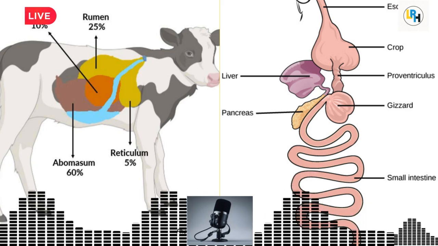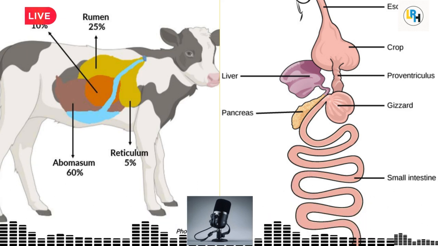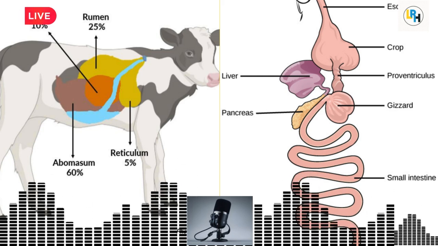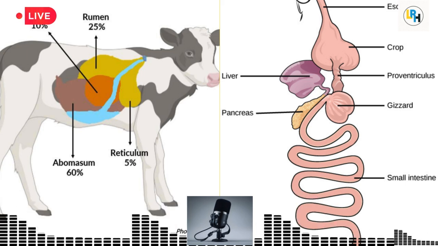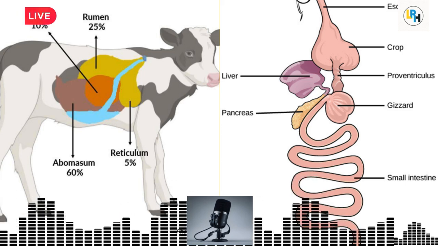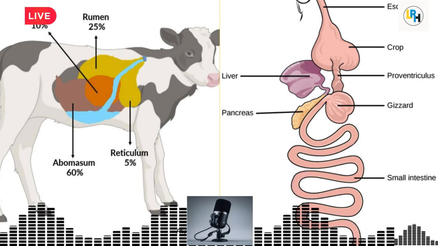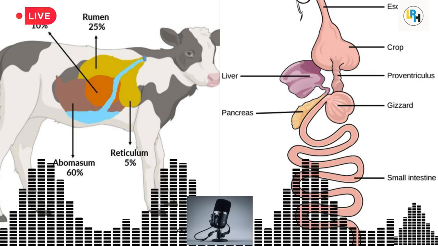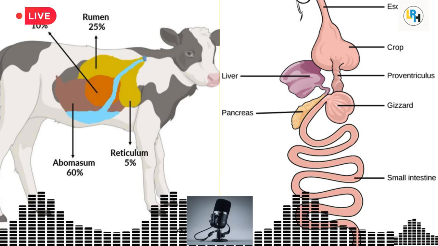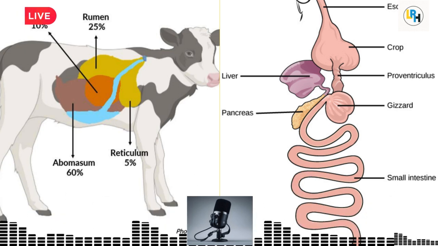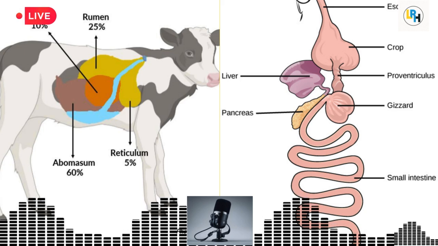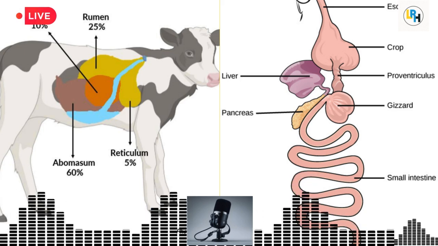Gizzard. Briefly, this is a very muscular organ that grinds up food with the help of small stones that the bird swallows. So in short, the gizzard grinds the food that the bird eats. This acts as the bird's teeth. So since monogastric herbivores or poultry do not have teeth, the gizzard acts as their teeth.